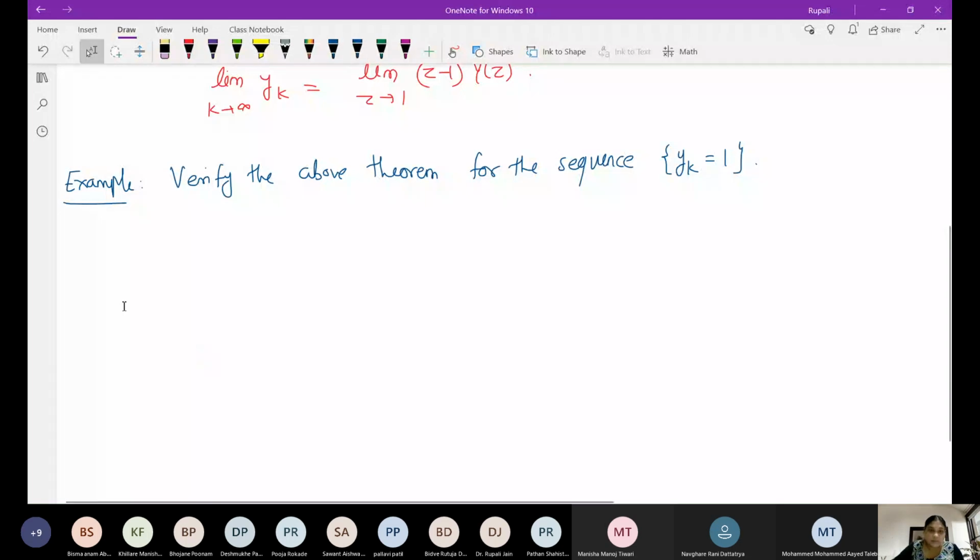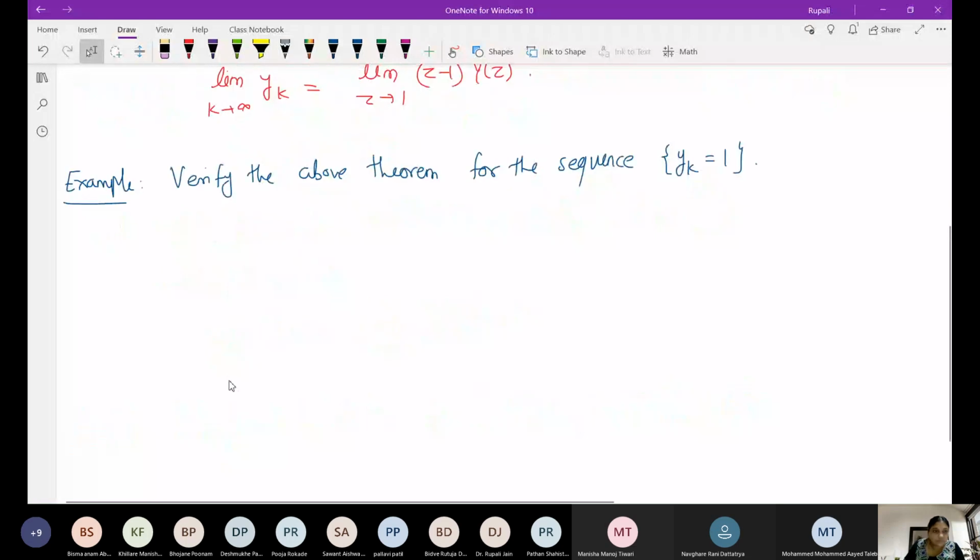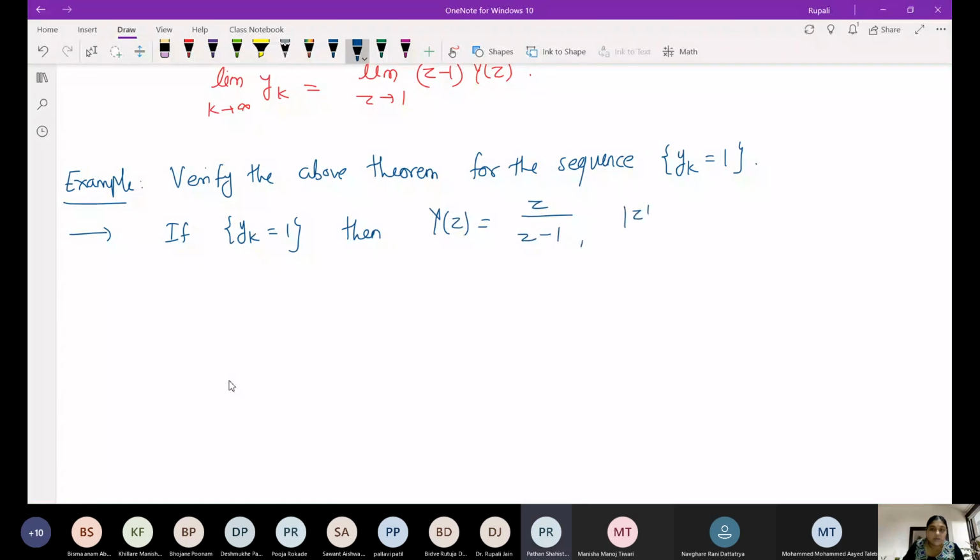We have to verify this theorem for y(k) equal to 1. So we want to show y(0) is equal to limit z tends to infinity Y(z). So first, what is Y(z)? If y(k) is equal to 1, then we know that Y(z) is nothing but z upon z minus 1, mod z strictly greater than 1. This already we have shown.